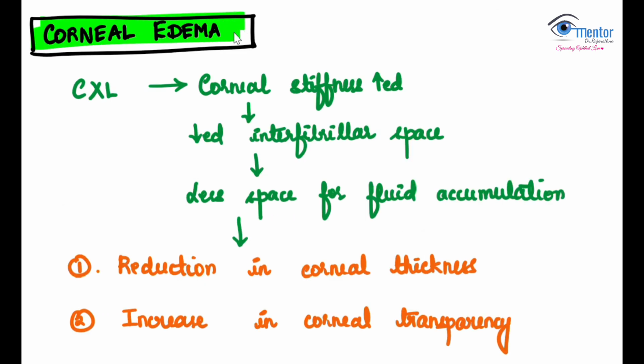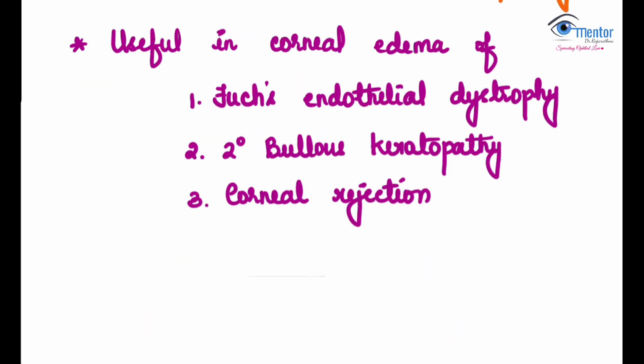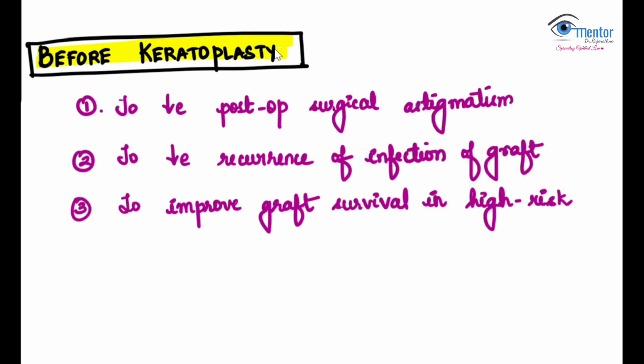The other use is corneal edema. Now, how does it help in corneal edema? The CXL treatment causes the corneal stiffness to be increased, that we know, which in turn decreases the interfibrillar space between the collagen fibrils. So there is lesser space for fluid accumulation. And we have seen that there is a reduction in the corneal thickness and an increase in corneal transparency. This has been especially useful in corneal edema in case of Fuchs endothelial dystrophy, secondary bullous keratopathy, and in corneal rejection.